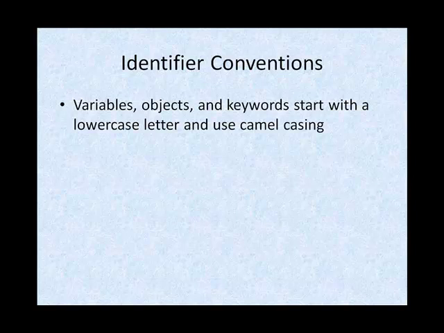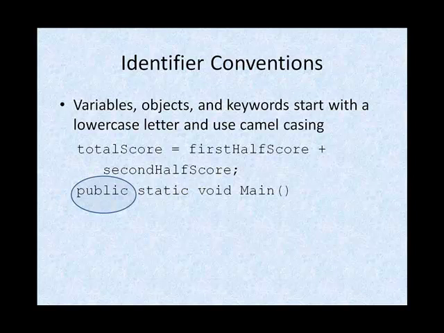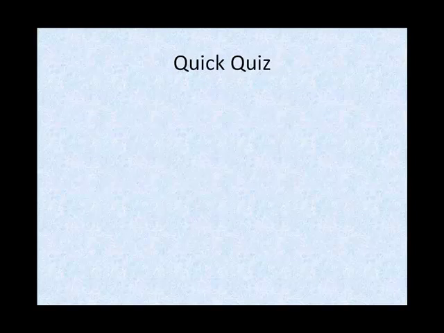Variables, objects, and keywords start by convention with a lowercase letter, and they use camel casing, which means each new word in a multi-word identifier starts with an uppercase letter. So, for example, if you have a statement like totalScore = firstHalfScore + secondHalfScore, each one of those variables starts with a lowercase letter but uses uppercase letters in the middle as appropriate. You'll learn much more about variables in the next chapter. When you have a header, public static void Main, the keywords public and static and void, all of those are lowercase by convention.